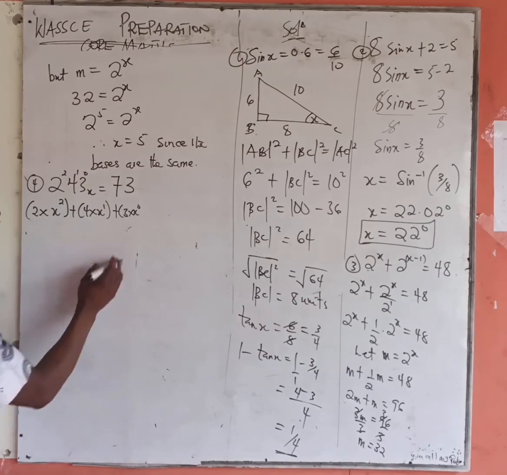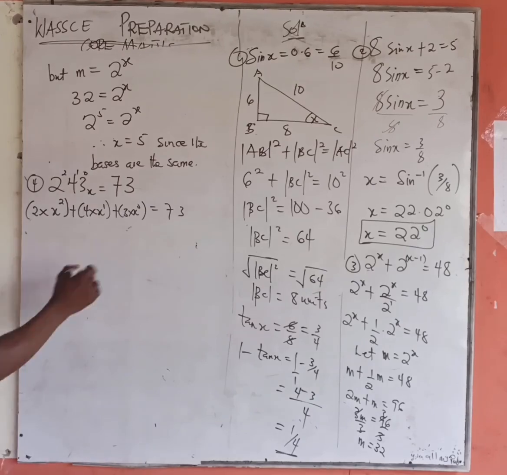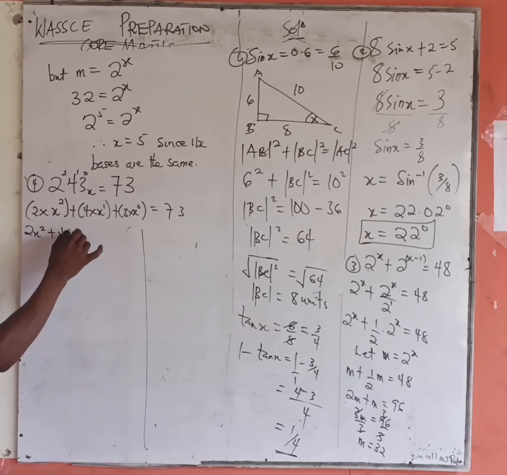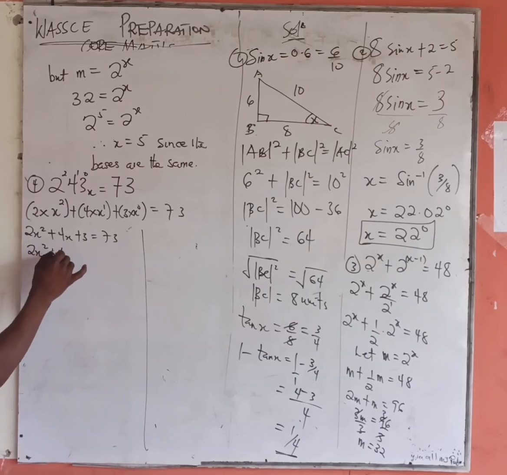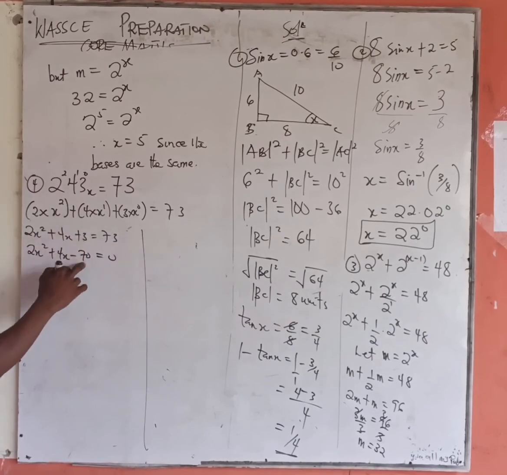is equal to 73. Okay. 2x squared plus 4x plus 3 is equal to 73. So I bring this here, making it minus 70. Divide 2 by 2.